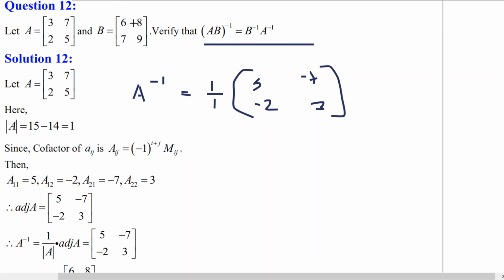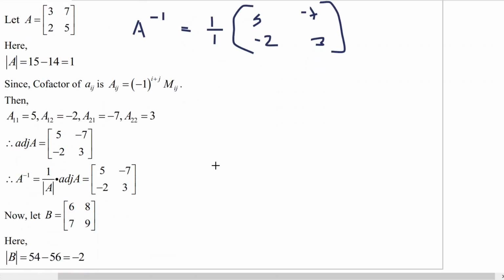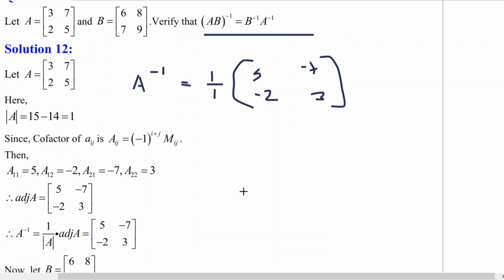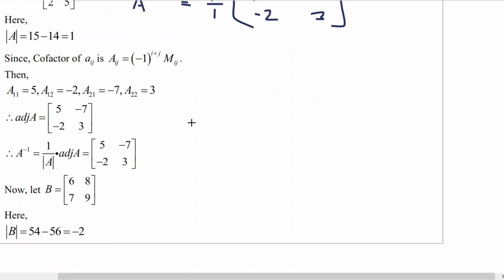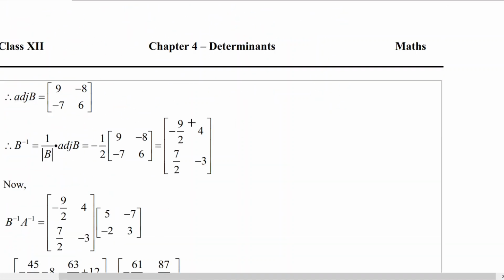And for matrix B again, it is 54 minus 8 7s are 56. So minus 2. So 1 upon minus 2, and then change the position, that is 9 will come here, 6 will come here, and this will be negative, this will be negative, right? So here it is, minus 1 by 2, change the position, change the sign, okay?